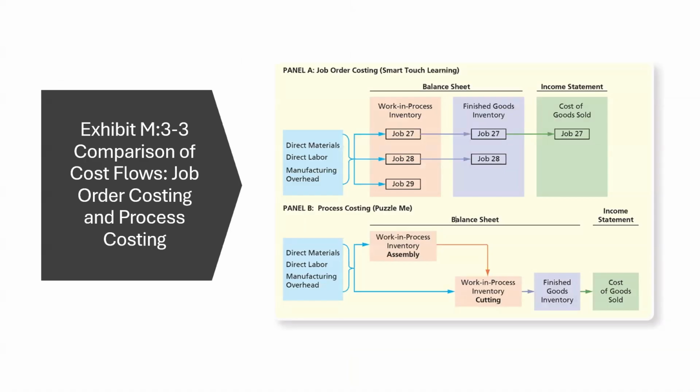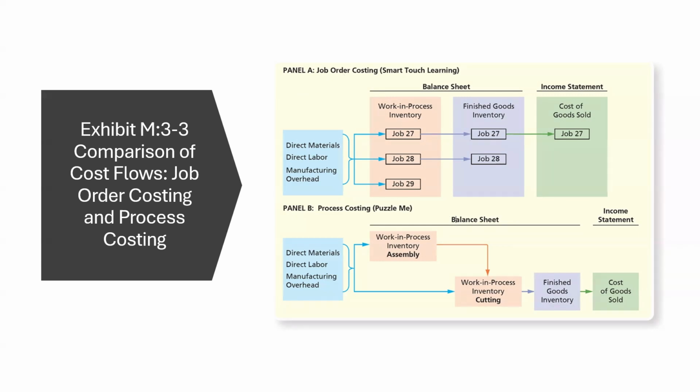Here you see in Exhibit 3-3, it compares cost flows in a job order costing system for Smart Touch Learning and a process costing system for the company Puzzle Me. So here you see panel A. Panel A illustrates that a job order costing system has a single work in process inventory supported by individual job cost records for each job.